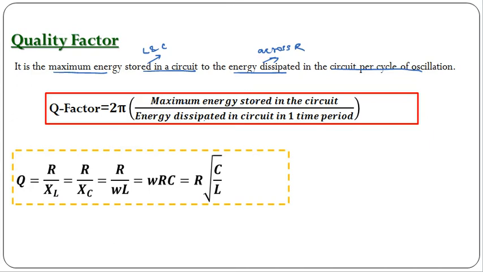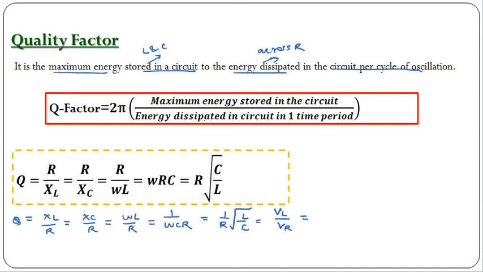In the series case, the formula that you saw for the quality factor is XL by R. It was equal to XC by R, and XL can be written as omega L by R. It is equal to XC, which we can write as 1 by omega C into R. And one more formula was there, 1 by R root L by C, or we can write VL by VR. It was also equal to VC by VR. So these are all the formulas we saw in case of series resonance.